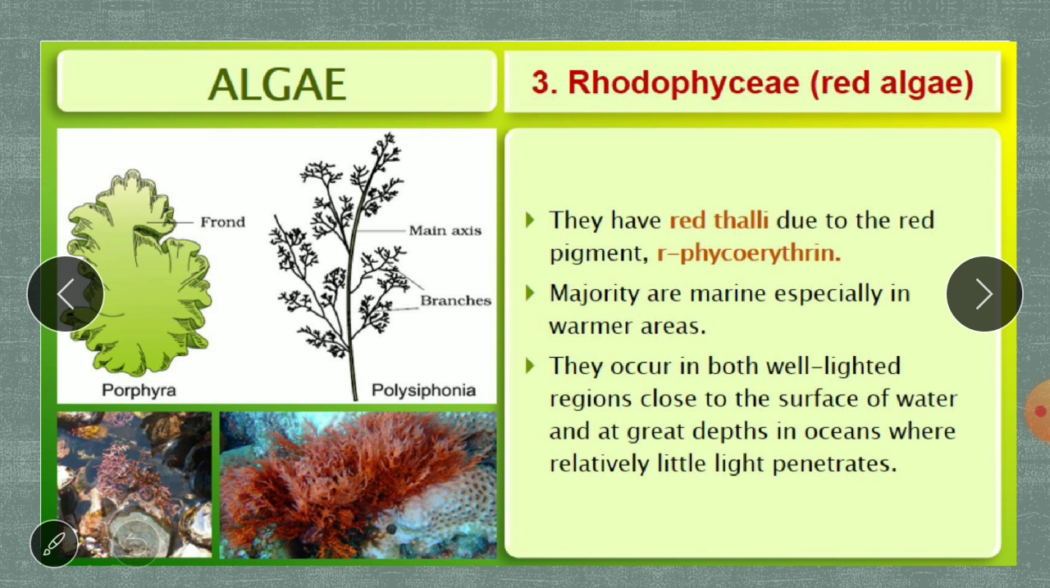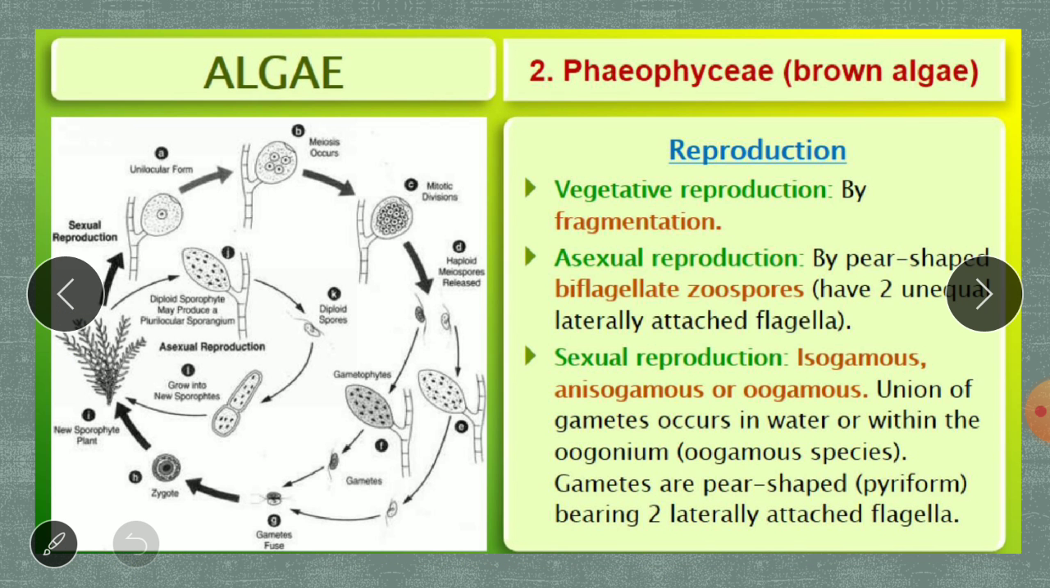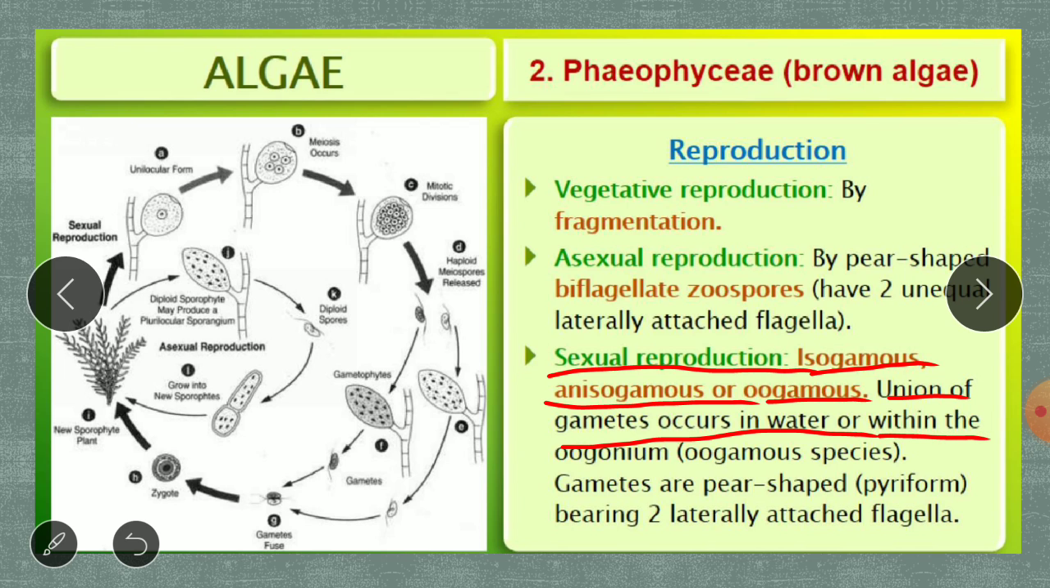Then coming to the sexual reproduction. The sexual reproduction is again the same, by three types: isogamous, anisogamous, and oogamous. The union of the male and the female gametes occurs in water or within the oogonium, that is the egg cell. Here the gametes are pear shaped, bearing two laterally attached flagella.